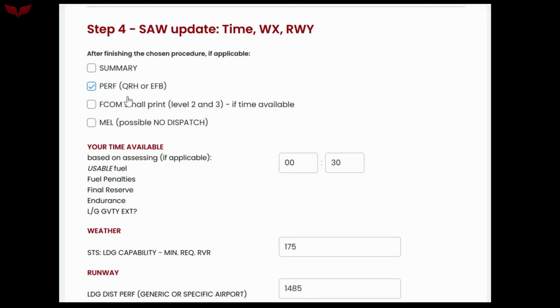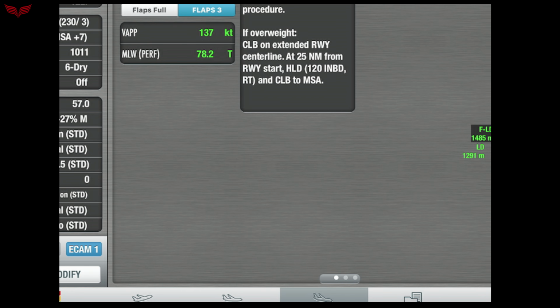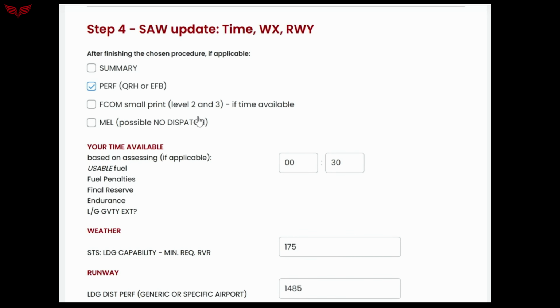Summary, not applicable. Performance, we need to do the performance calculation, or if your company is flexible and open-minded enough, we can say previously we needed less than 1500 meters and we are going on a long runway. I'm happy if we skip it. I would skip it in this case. FCOM, no change from the previous, skip it. MEL, no change from the previous, skip it. Your time available is about 30 minutes with 1,700 kilograms of fuel assumed on board.